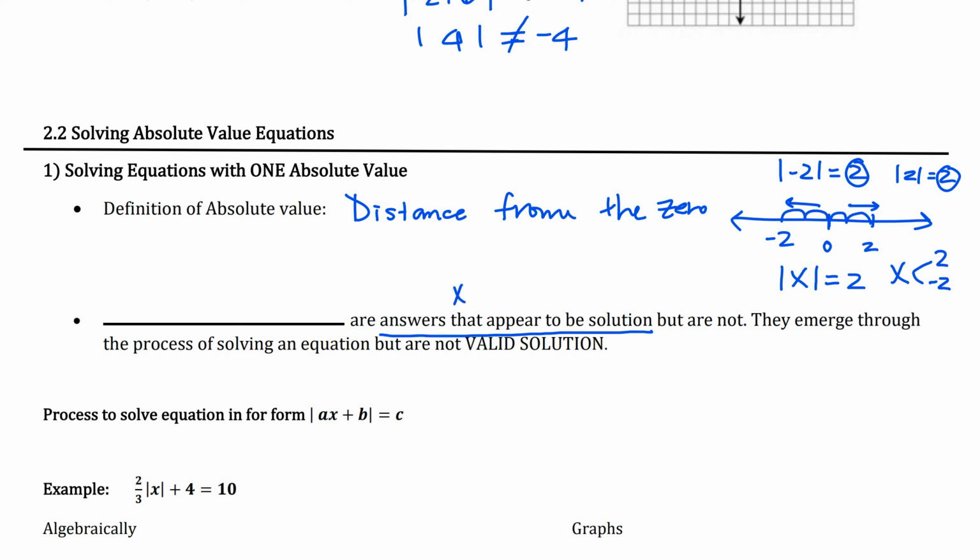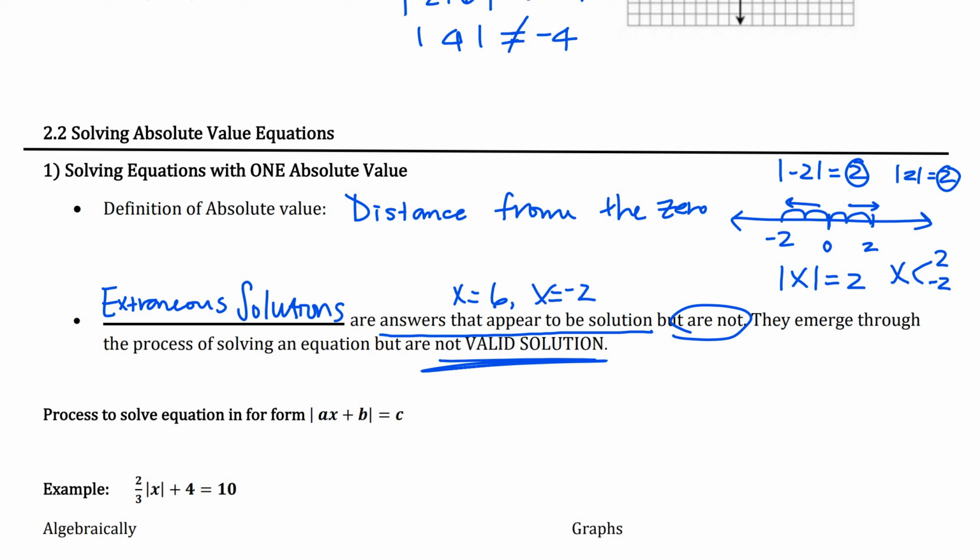So the answers that appeared to be solutions were x equals 6 and x equals negative 2. There's no problem in the process of finding these two numbers, but when we check, one of the answers was not valid. They emerge through the process of solving an equation, but they are not valid solutions. They are called extraneous solutions. Even though we found an answer, it is not the answer. So we can solve this problem algebraically, just like we did right now.